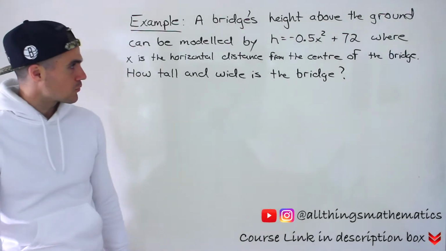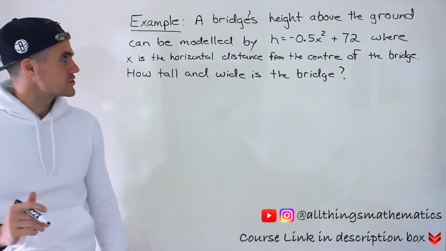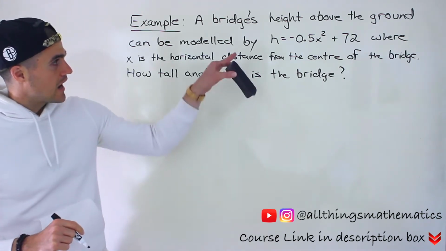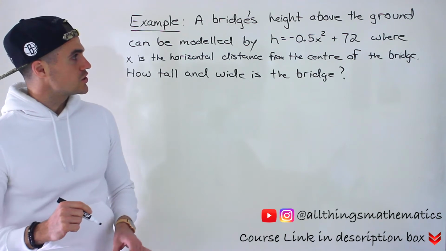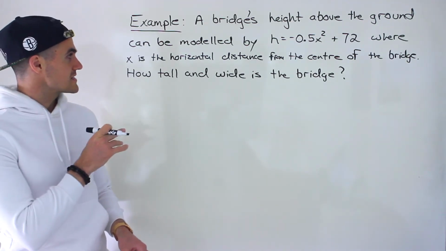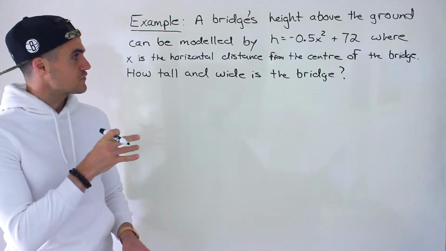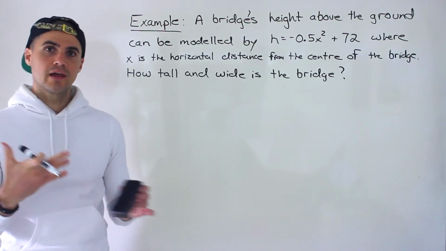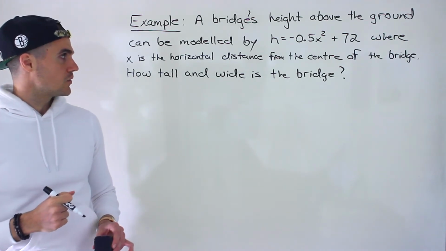Patrick here, moving on to another word problem dealing with quadratic relations. So a bridge's height above the ground can be modeled by this quadratic here, h equals negative 0.5 x squared plus 72, where x is the horizontal distance from the center of the bridge, and we have to figure out how tall and wide the bridge is going to be.